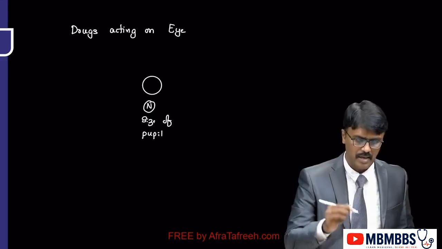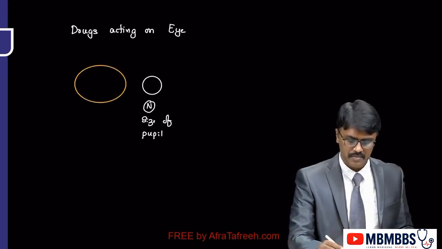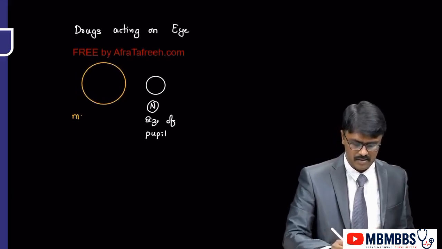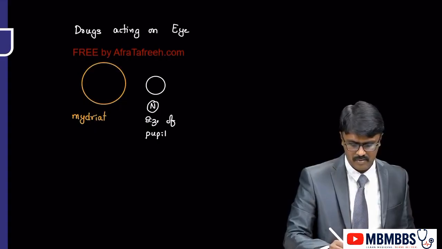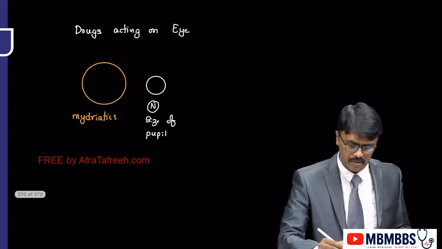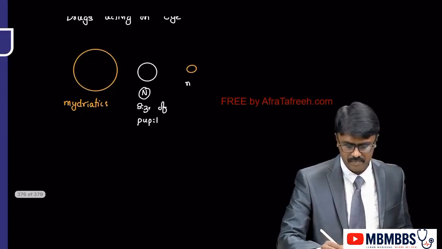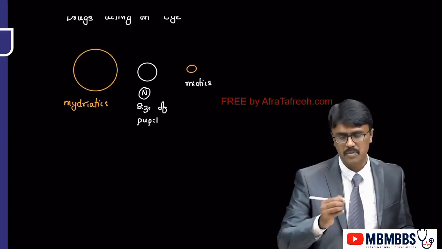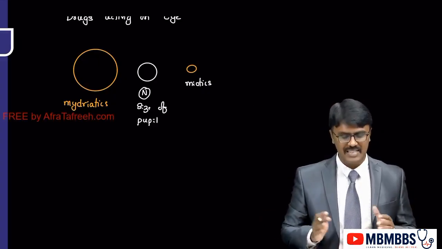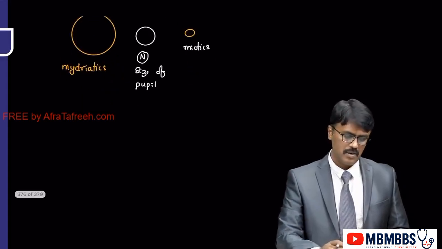Now if the pupil diameter increases, we call these drugs mydriatics. If the pupil diameter decreases, we call these drugs myotics. So the drugs which decrease the pupil size, that is pupil diameter, are called myotics, and those which increase it are called mydriatics. Now what is the important concept I need to understand here?